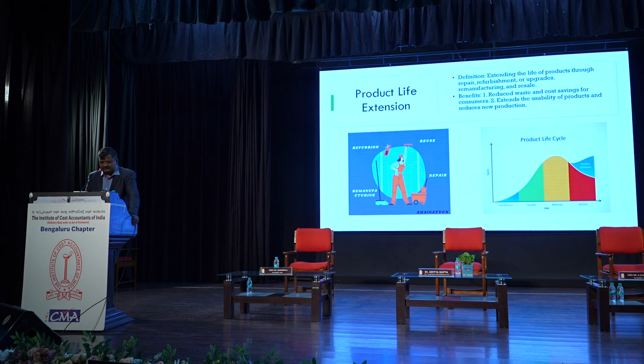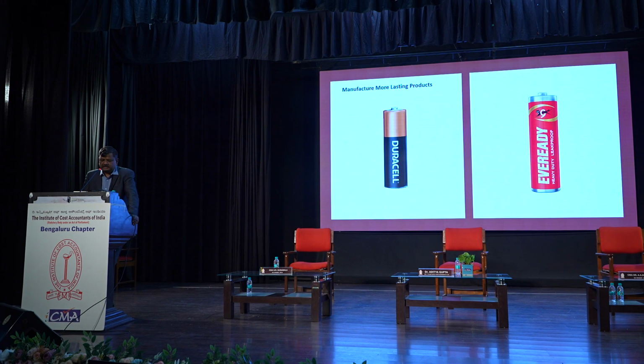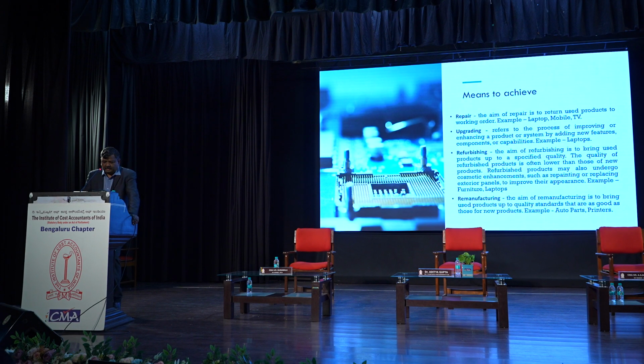So, what are the ways and means to do it? One, first, try to manufacture more lasting products. The example that you see on the screen is between, say, a Duracell battery and an Eveready battery. Duracell tries to produce a battery which is far more lasting as compared to an Eveready battery, so your usage becomes maybe one half or one third. Similarly, it could be Reebok or Nike shoes as compared to regular shoes. As long as you are producing shoes which are more lasting, then obviously you are extending the usable life of the product.